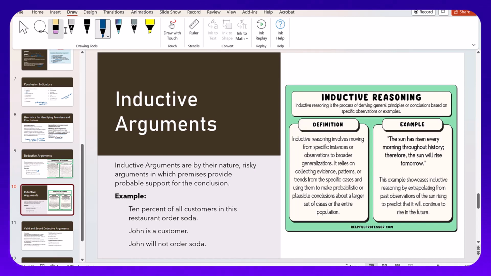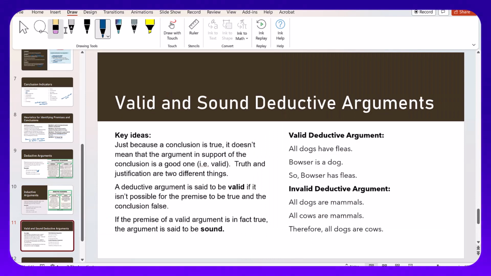So in deductive arguments, and I'm sorry, it doesn't want to go to the next thing here on the PowerPoint. It kind of froze up. But that's just the last two. You can look at them.